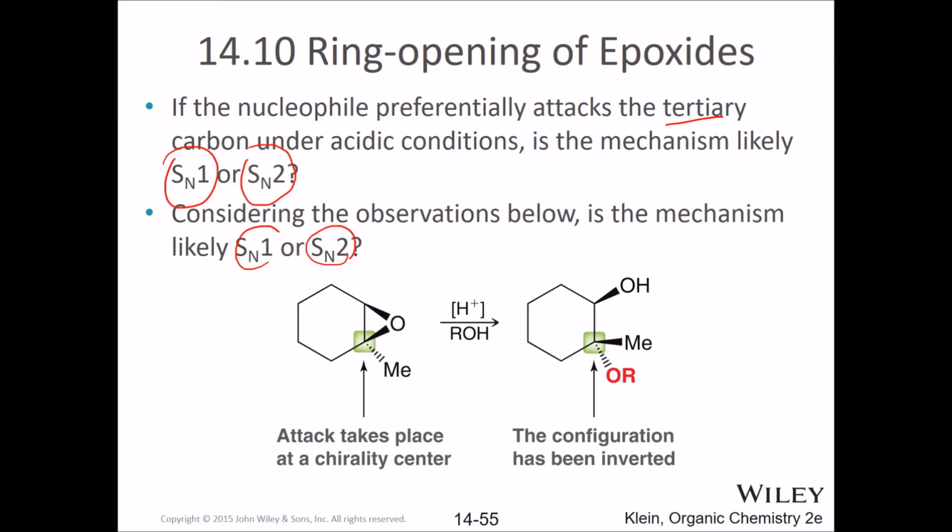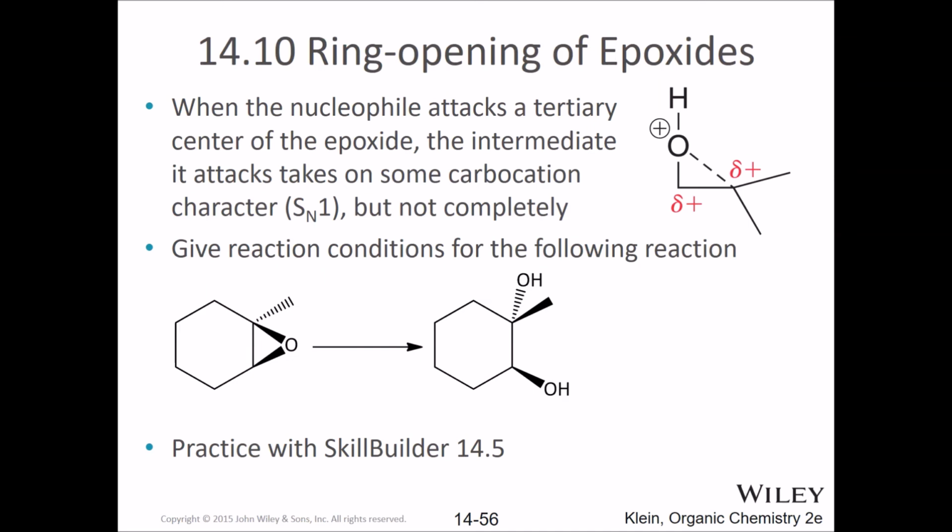Okay, what is the answer to that? Is it more likely SN1 or SN2? And that's a hint for how this happens. Okay, it's addressed on page 659. So let's look at it. When the nucleophile attacks the tertiary center of the epoxide, the intermediate it attacks has some carbocation character, but not completely. So look, if you protonate this oxygen, can you see this is the epoxide here? That's the original epoxide. We protonate it, and we make a better leaving group, okay?